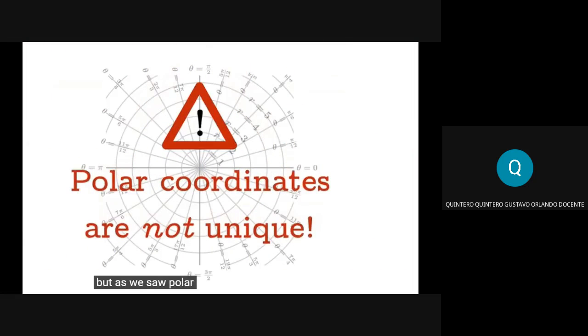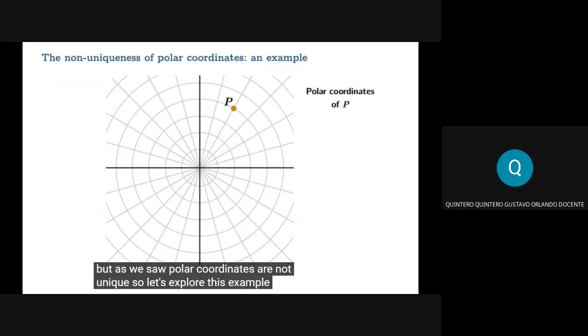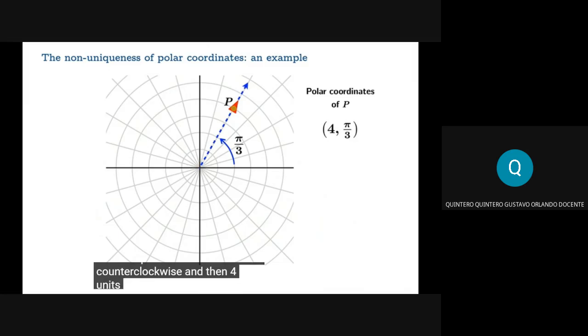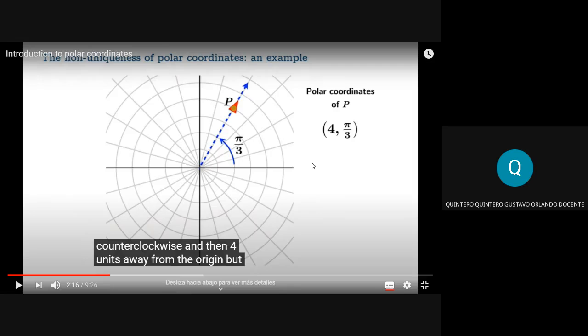But as we saw, polar coordinates are not unique. So let's explore this example some more. Here's how we originally thought of this point. Pi over 3 radians from the positive x-axis measured counterclockwise, and then 4 units away from the origin. By the way, you always measure these angles going up. That is called counterclockwise, right? You measure the angle going up, counterclockwise.